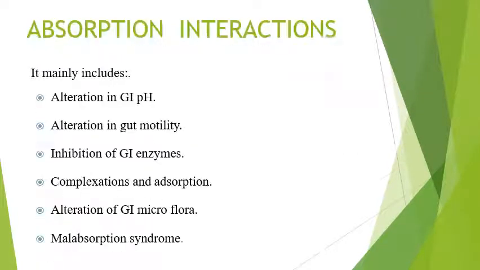Moving on, let's talk about absorption interaction, the absorption of the drug. What are the changes that might occur during absorption of the drug, which are obviously because of the precipitant? It mainly includes alteration in GI pH, alteration in gut motility, inhibition of GI enzymes, complexation and adsorption, alteration of GI microflora, like we talked about in digoxin, and malabsorption syndrome.